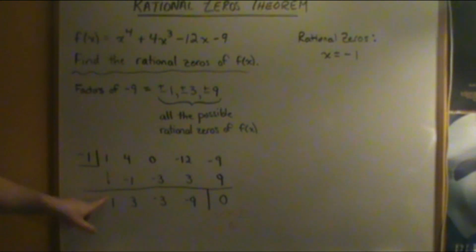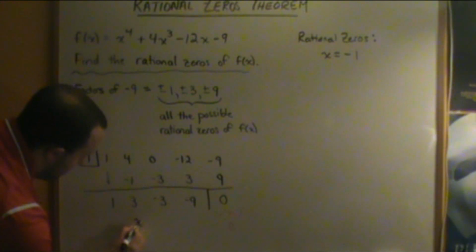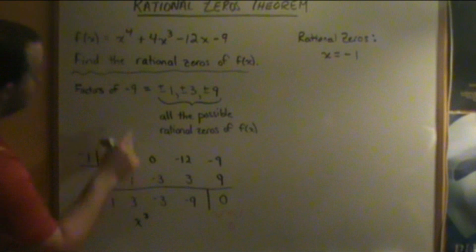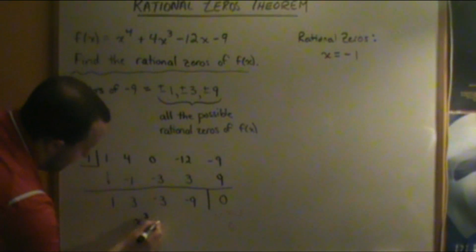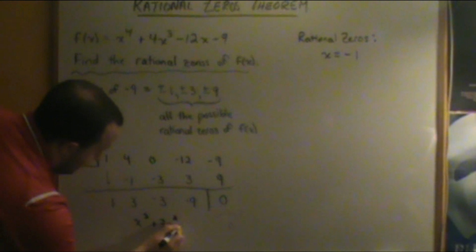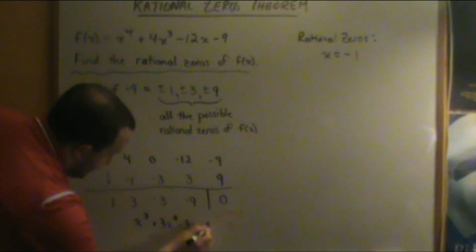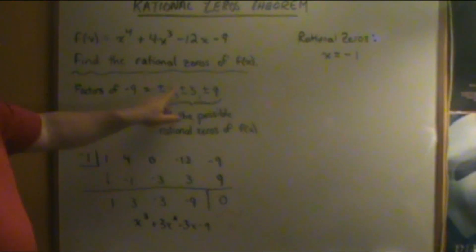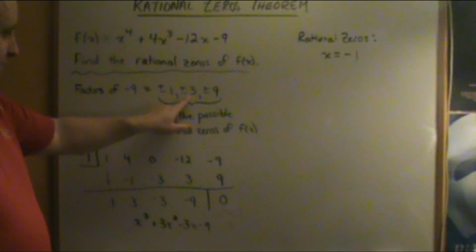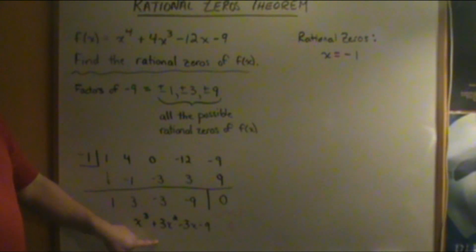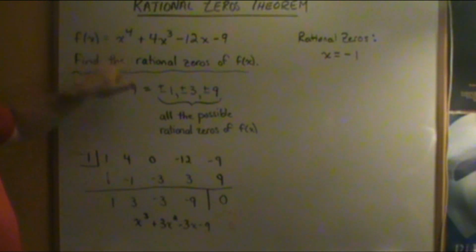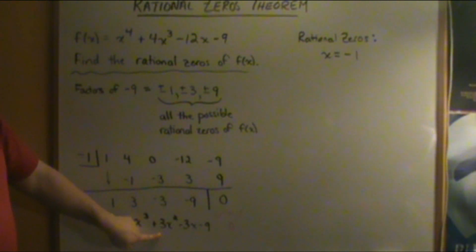synthetic substitution, let's look at this polynomial here now. This polynomial is x cubed, because it has to be 1 less than the degree of the original polynomial function, plus 3x squared minus 3x minus 9. We're going to test the rest of these, positive or negative 3, positive or negative 9, on this polynomial. This polynomial right here is something called a depressed polynomial. This is the original polynomial function. This is a depressed polynomial function.